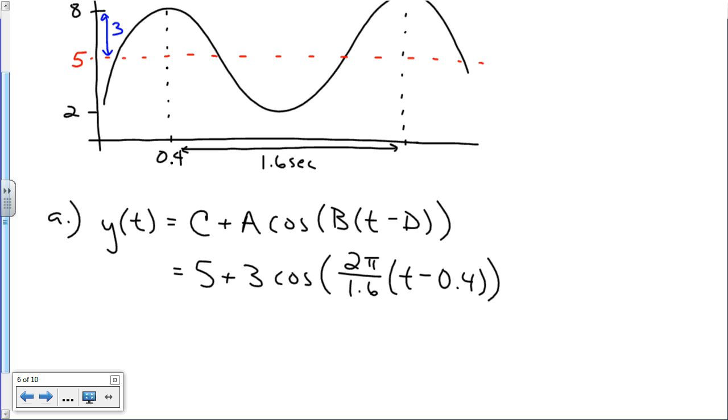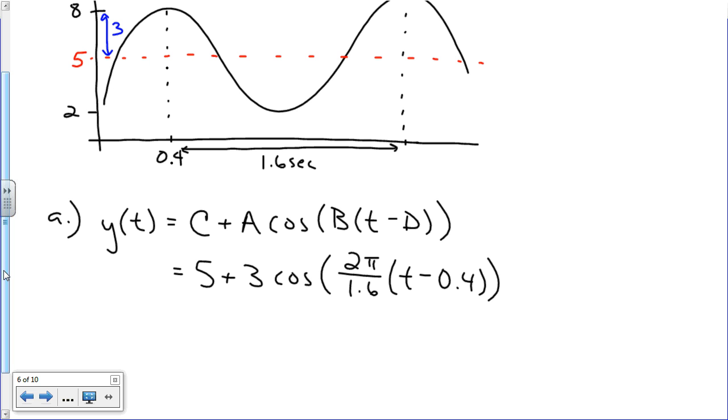So there is our sinusoidal equation. And as far as the value of b is concerned, I'd leave that as 2 pi over 1.6. It's nice to write it in that form because if it's 2 pi divided by some number, that number you're dividing by is the period. So I'd leave it just in that form. Don't try to simplify it.